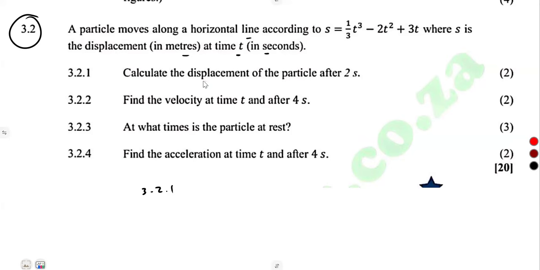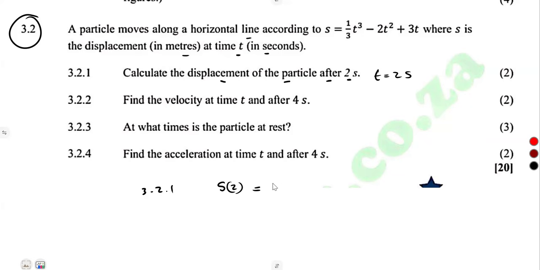3.21. Calculate the displacement of the particle after 2 seconds. T is what? 2 seconds. So this is our displacement in terms of time, remember. So simply substitute in place of t. So that's S2. If you want, you can write it as S2. All right. It is up to you.